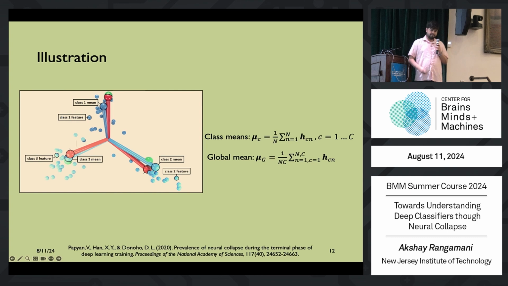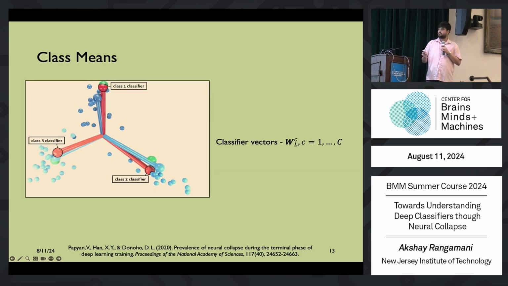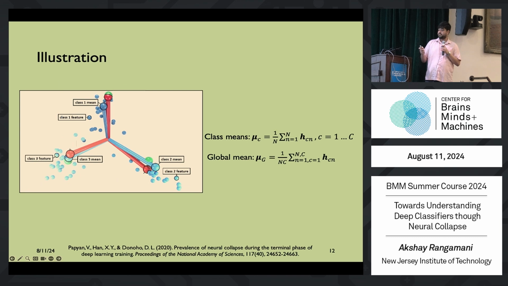And let me also define a couple of statistics for you. You have the class means: for each class, you take the feature vector at the last layer, and you can calculate the mean feature vector for each class, and you also have the global mean. So in this ball and stick model here, the blue ball and stick are the mean vectors. The blue balls that are floating around here are the individual feature vectors for different samples.